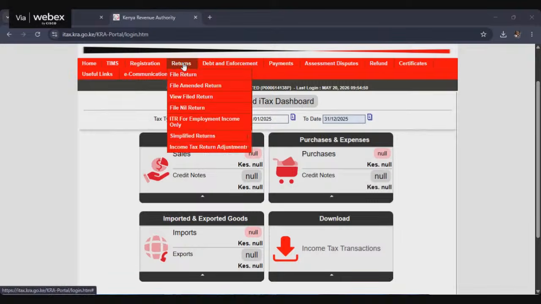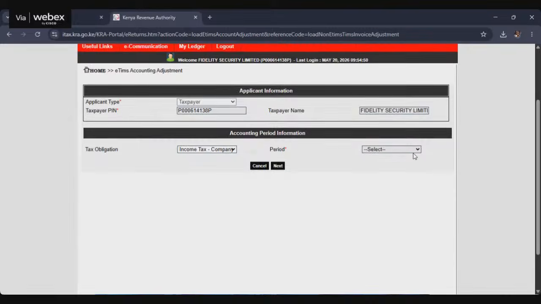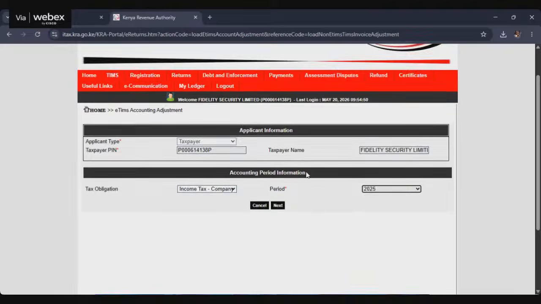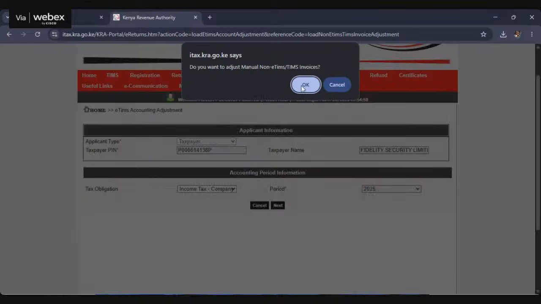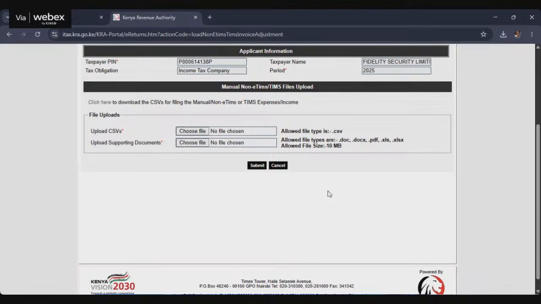So you'll go under return, then we go under return adjustment, then we click on manual adjustment, then we select the year that we want to adjust, then we click next. And remember, what are we doing? We have certain expenses that are for the organization. However, we do not have the proper tax invoice. And when we are talking about proper tax invoice, we are referring to those expenses that you have claimed.